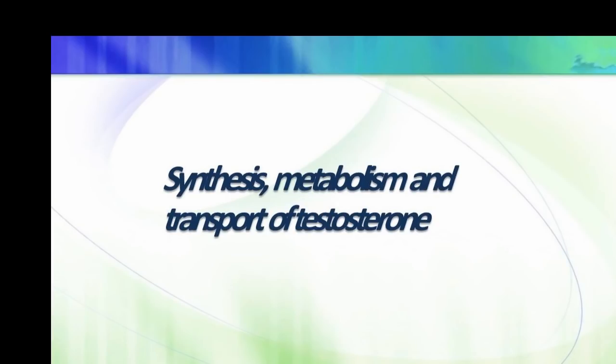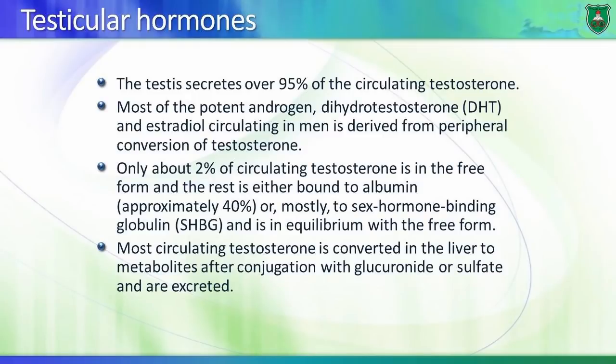All right, a little more detail on the synthesis of testosterone. Most of it is secreted by the testes, some of it by the adrenal gland. The potent androgen is dihydrotestosterone, and this is produced by the enzyme 5-alpha reductase. Only 2% of testosterone is free. This is the active form, but the rest is bound to albumin or to sex hormone binding globulin. When excreted, it's metabolized in the liver by conjugating it with glucuronides or sulfates to facilitate excretion.